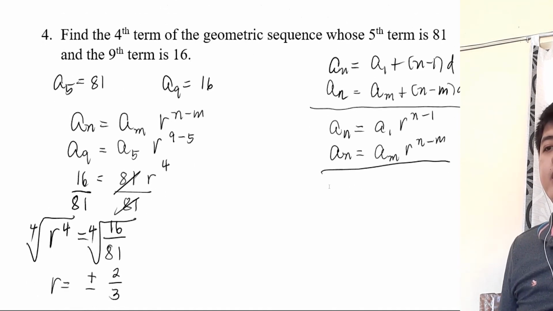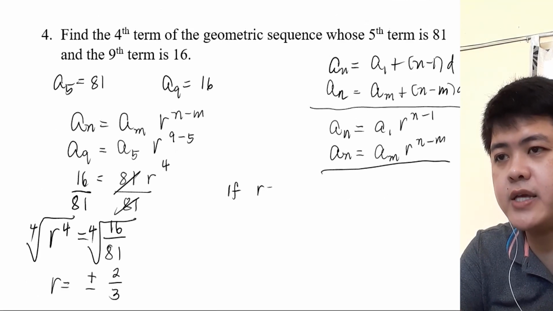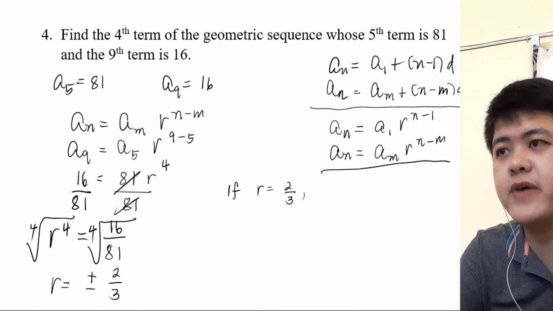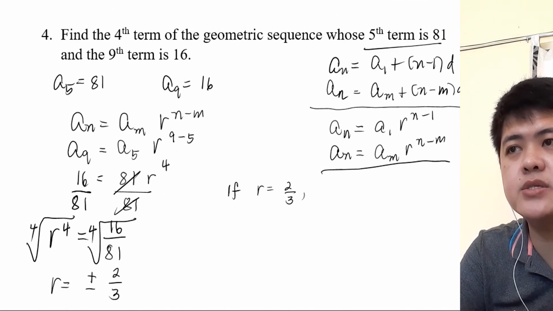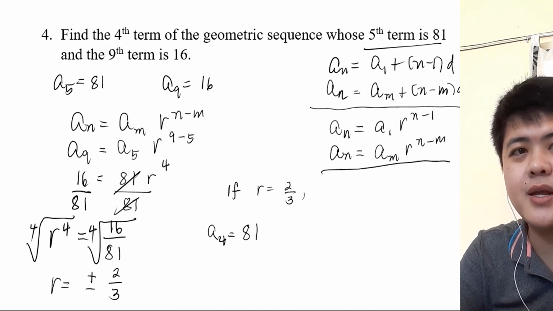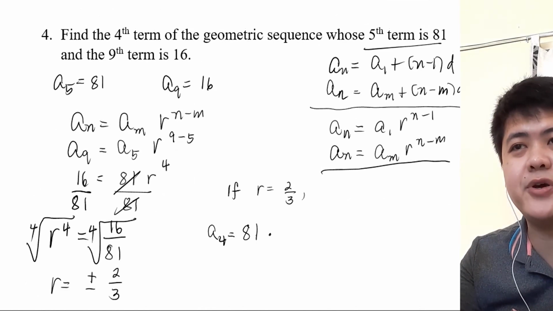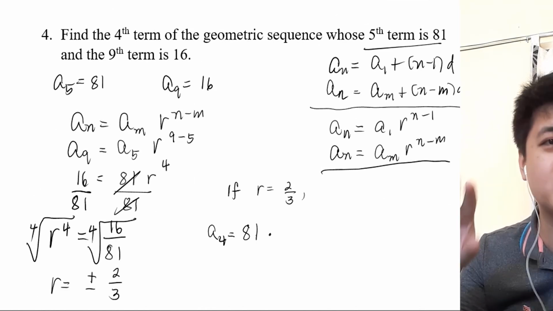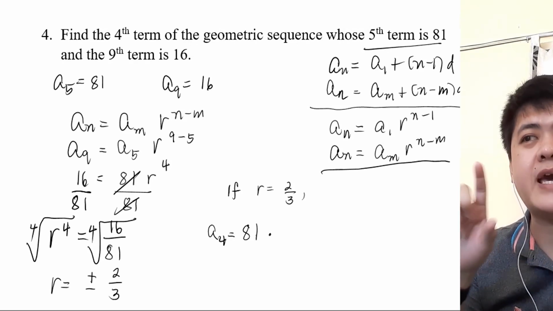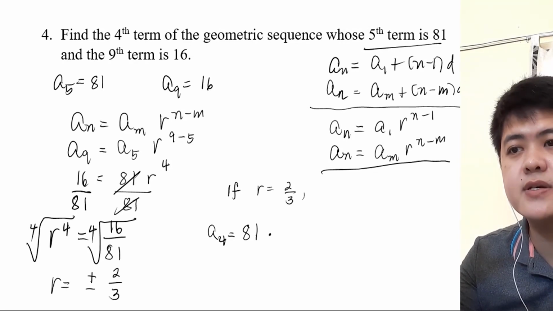We only need the fourth term. So if r is equal to 2/3, what do you think is the value of the fourth term? Our fifth term is 81. From a sub 4 to get to a sub 5, a sub 4 times 2/3 equals 81. But this time, we have to go back to the fourth term. So instead of multiplying by 2/3, we have to multiply by the reciprocal, 3 halves.